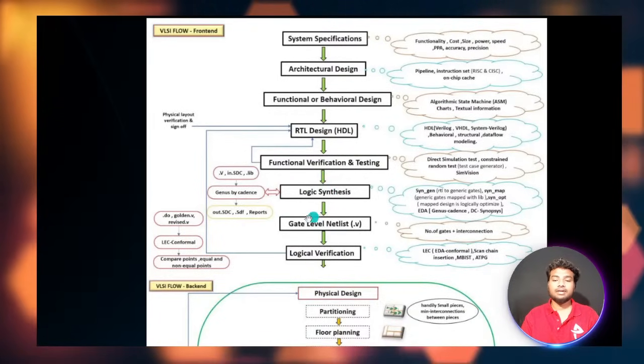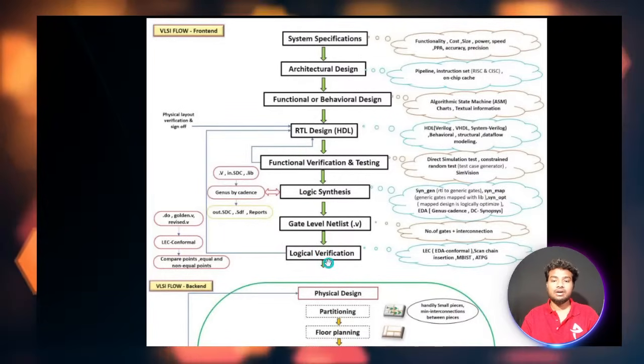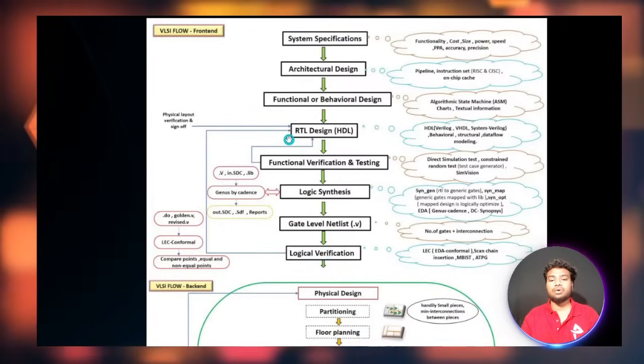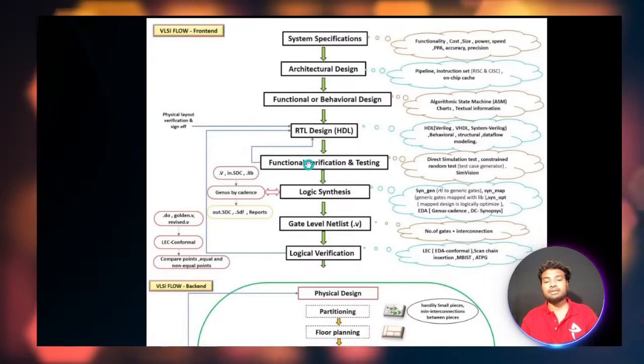Again we will do the gate level netlist. Again we will do the verification. If any bugs are there in this stage, again we will go to the RTL part. RTL part means design code part. We have to rectify the error, and then we will make the functional verification.